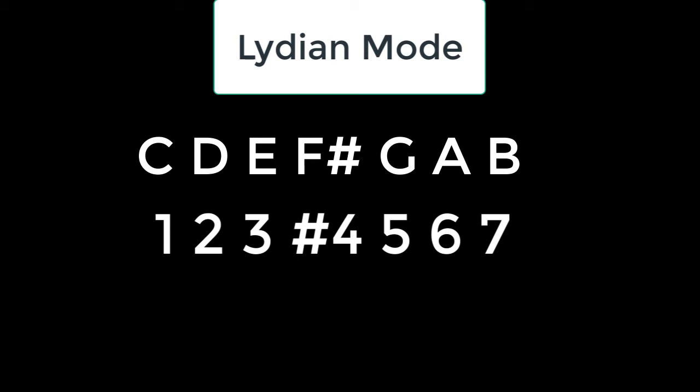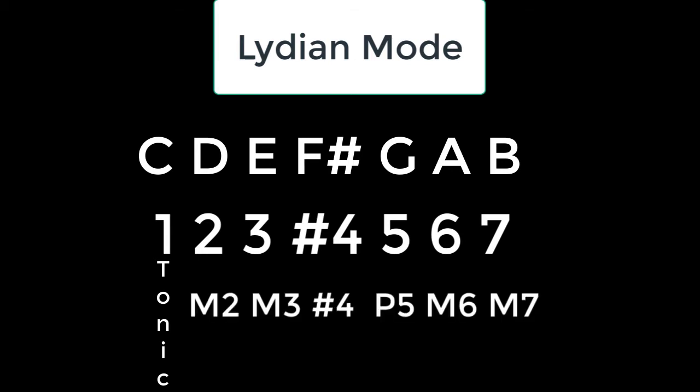Well, C major is the tonic, the sun, the gravity, and if we look at the intervals between each note against that C, we have a D, a major second, an E, a major third, an F sharp, which is a sharp fourth or flat 5, a G, which is a perfect fifth, an A, which is a major 6, and B, which is a major 7th.